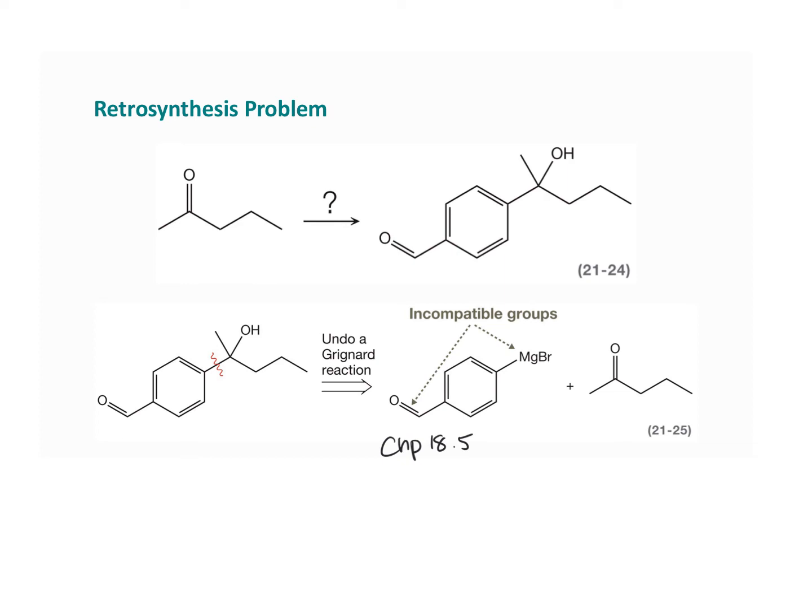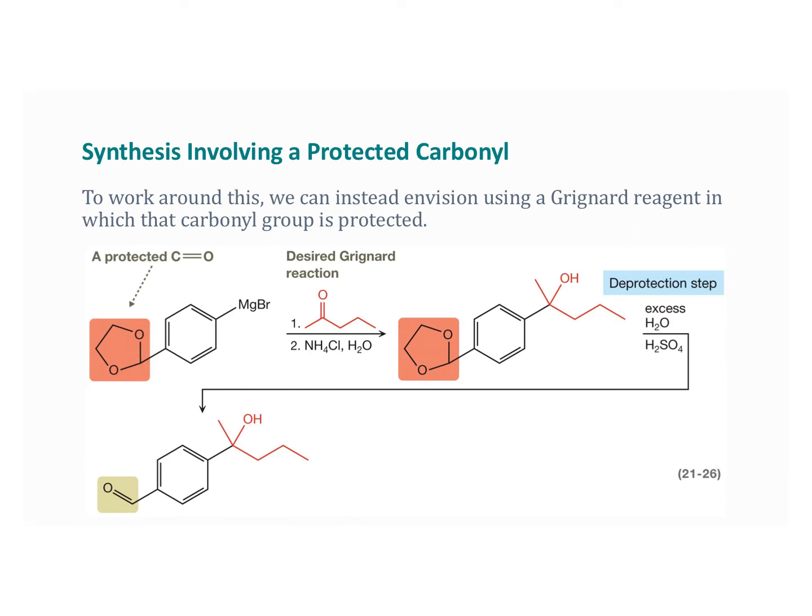So the workaround to this is that we can envision using a Grignard reagent where that carbonyl group is protected. So look at this, right? We protect that carbonyl group with the ethylene glycol right here. Then it can undergo the desired Grignard reaction, and then we can undergo a deprotection step and remove it. Okay, and so that's how we can build this molecule.